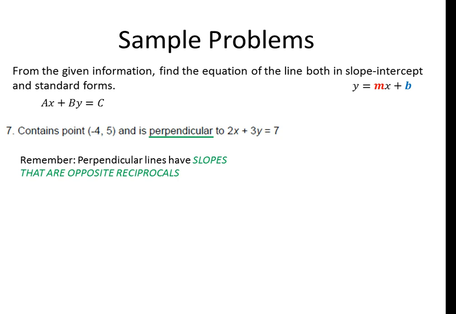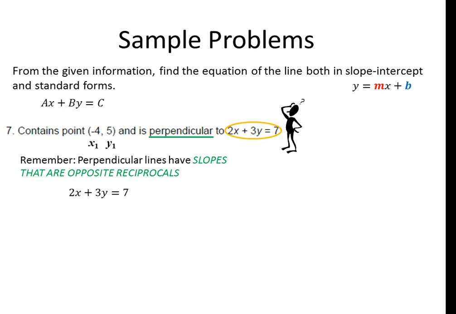Okay, well, let's look at our equation and get the slope. Wait a minute. 2x plus 3y equals 7. That's not in y equals form. That's in standard form. Aw, now I gotta do some work to make it y equals. Let's quickly do that off to the side.